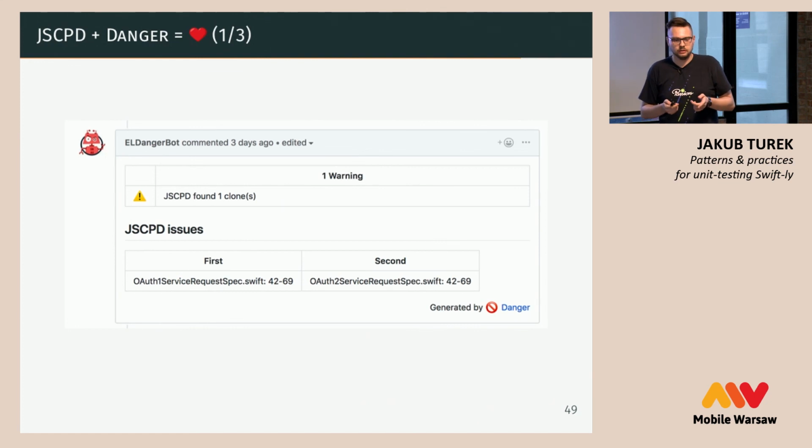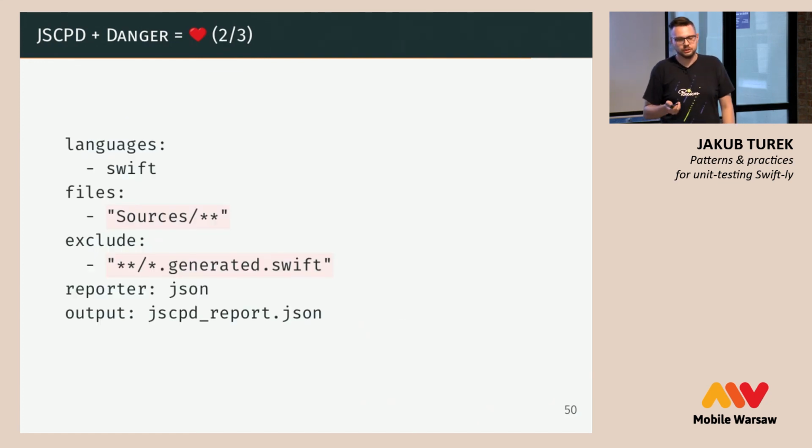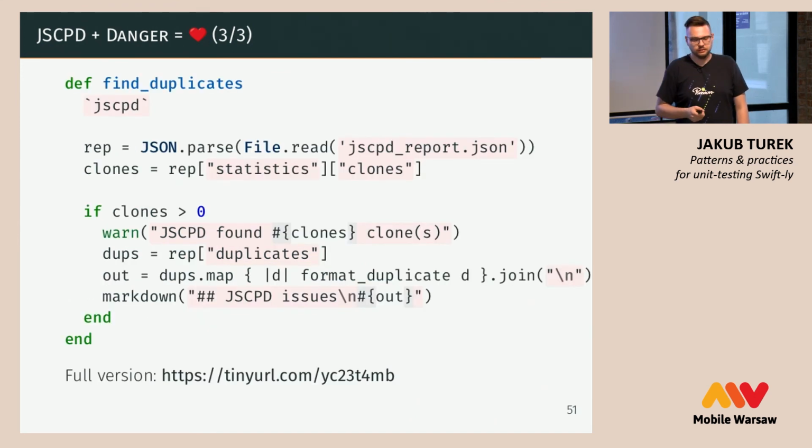In order to configure that, you will need a configuration file for JSCPD itself. And it's the simple YAML file that looks like this. The important part is that it outputs all the result to a file stored in a disk. And then you can write a Danger method to automatically invoke that tool, and then you just take this file and try to parse it. It's just a simple JSON. So you extract all the duplications from there and just type down in the markdown all the issues that were found during the linting.